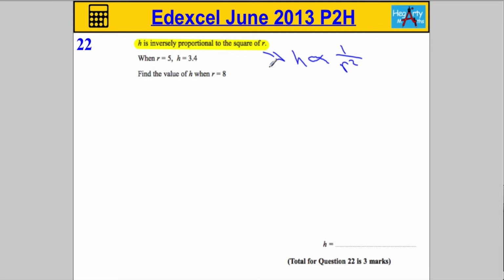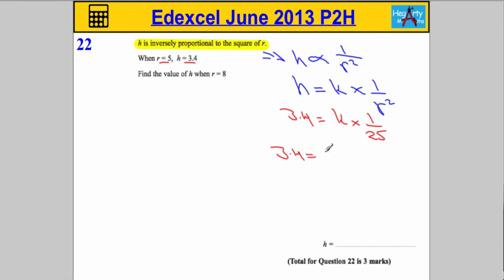Now if I know that proportionality statement, I can then set up an equation. That means that h is equal to some value k times 1 over r squared. Now I'm going to plug in what I know. I know that r is 5, and we know h is 3.4. So 3.4 must equal this value k, which we don't know just yet, times 1 over r squared. R is 5, that means that must be 25. So in other words, I know 3.4 equals k over 25.